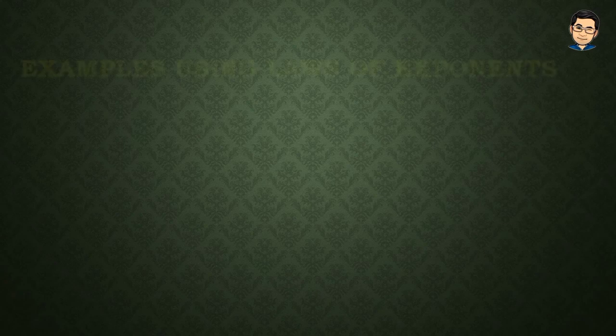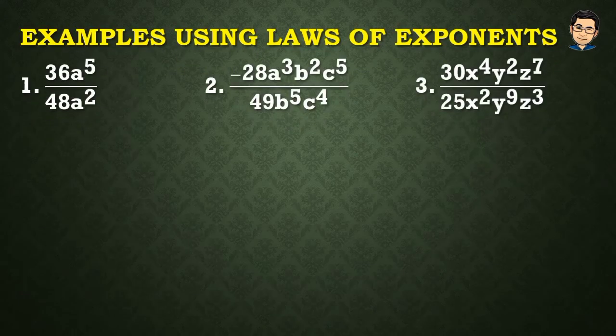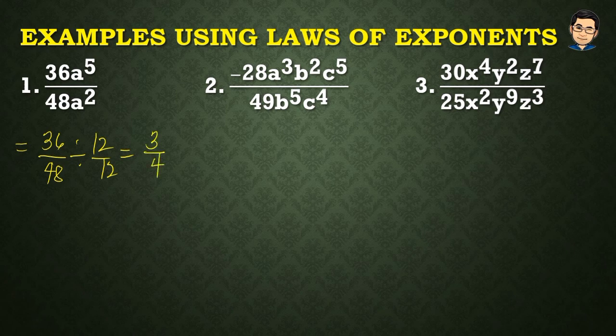For first set of examples, we'll have laws of exponents muna. So, i-apply natin yung laws of exponents sa pag-simplify ng mga expressions. Like for example, number 1, 36a to the 5th power all over 48a squared. Dun muna po tayo sa 36 tsaka 48. Yung greatest common factor ng 36 tsaka 48 is 12. So, if we divide 36 over 48 by 12 over 12, ang sagot po natin dito is 3 over 4 or 3/4.